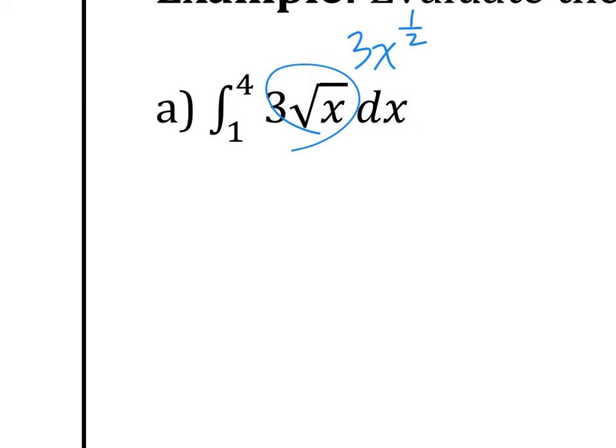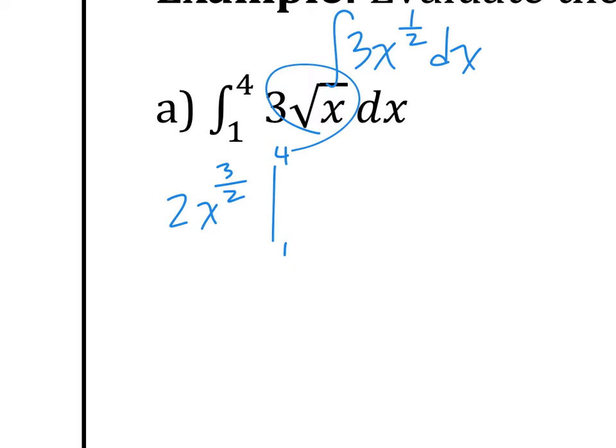fractional exponent. Integrate. All right, so go ahead and integrate 3x to 1/2. Okay, so integral of 3x to the 1/2 is what? 2x to the 3/2 plus c. Okay, good. 2x to the 3/2 plus c. However, there are bounds on this from 1 to 4, so we're not actually going to have a plus c anymore. So we're going to evaluate from 1 to 4.